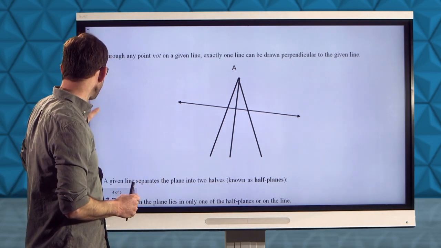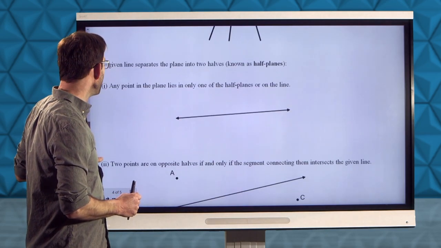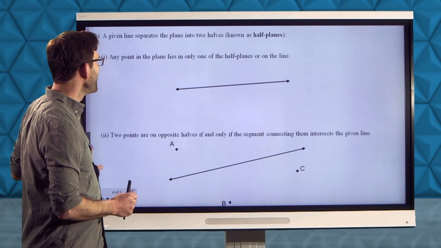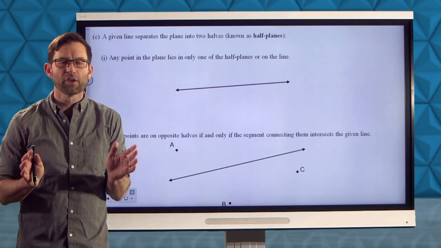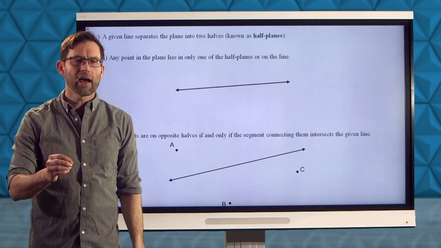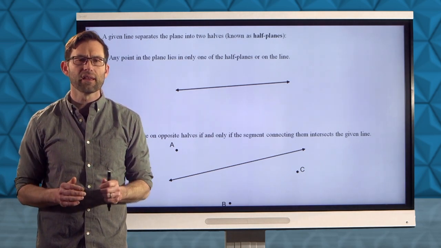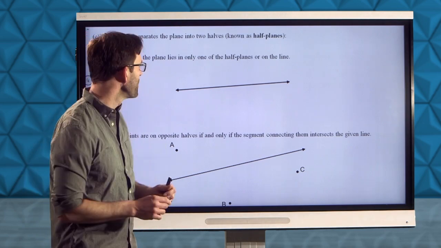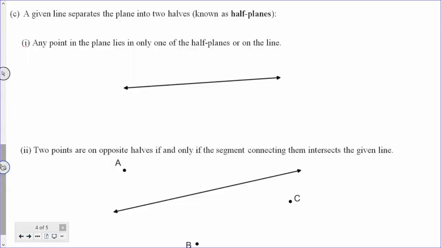Let's take a look at another axiom. Now, this one I kind of love. In geometry, we sort of want to make sure, as is the case in all of math, that we really have things defined as succinctly as we can. So let's take a look at this. A given line separates the plane into two halves.